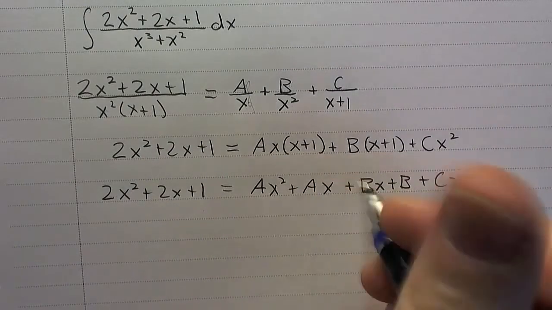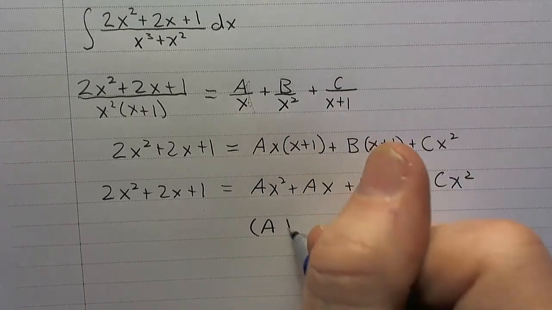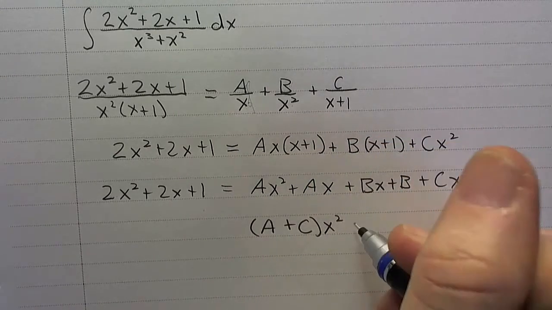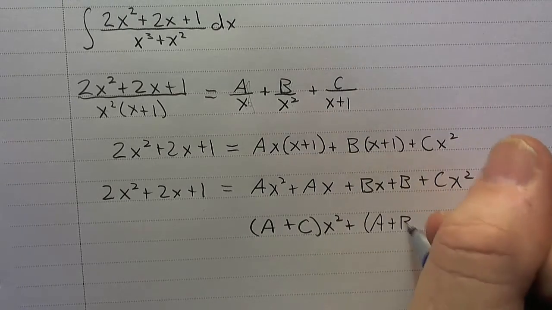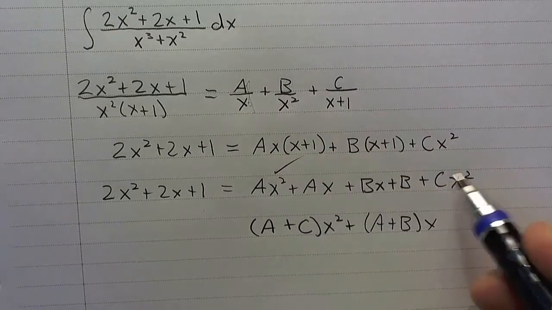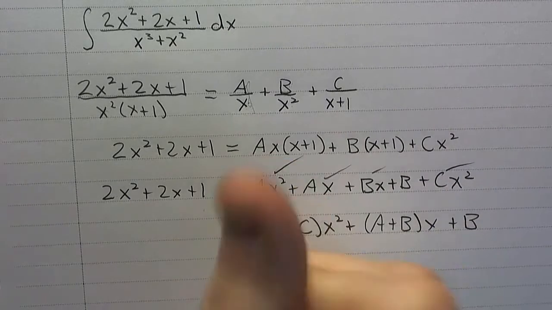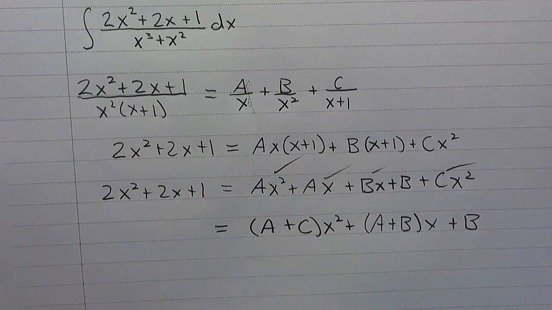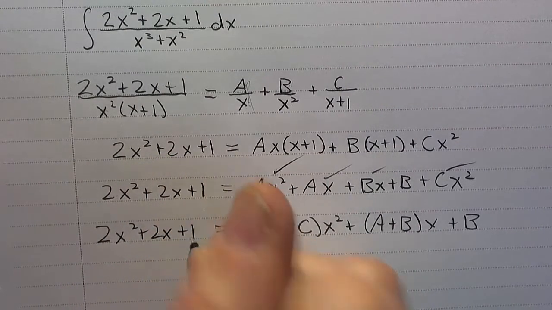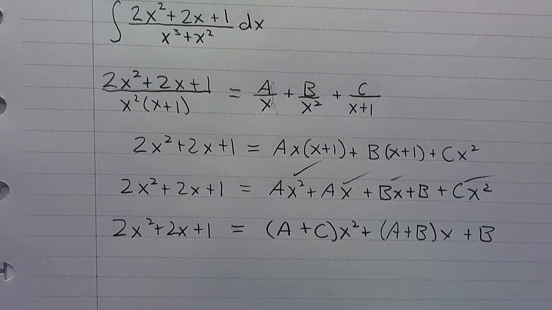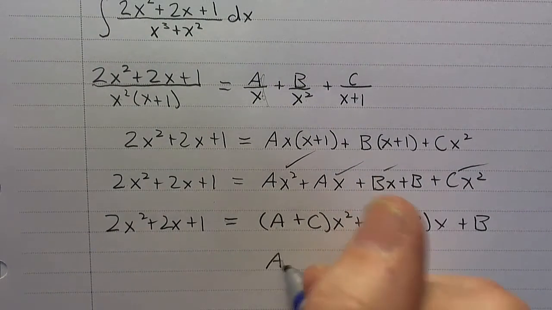Now, let me equate everything. So I've got a plus c x squared plus a plus b x. Okay, so let's see here what we got. We got the x's and then plus b. And we just set that equal to the 2x squared plus 2x plus 1. Okay, at this point, I equate my coefficients.